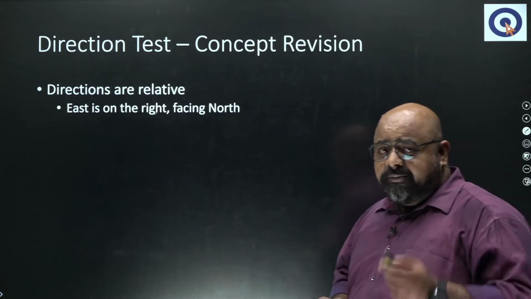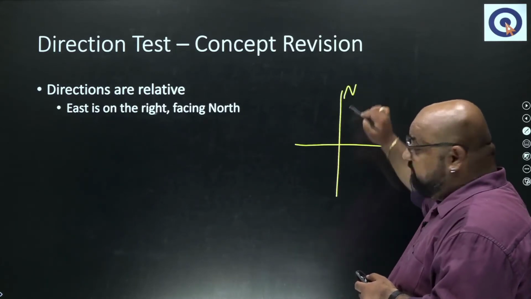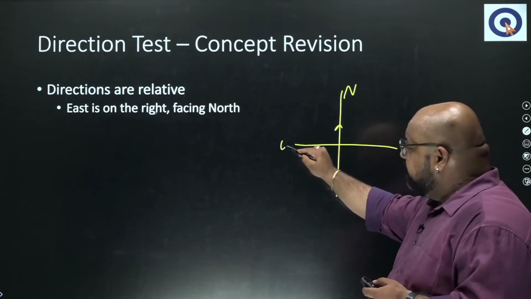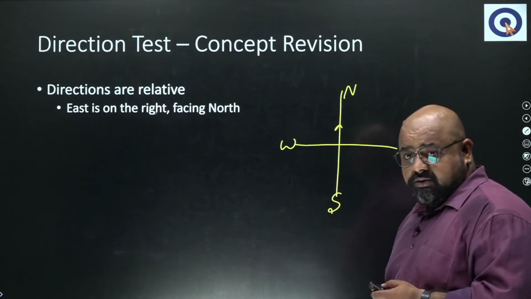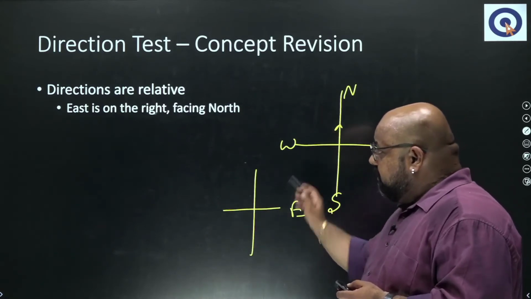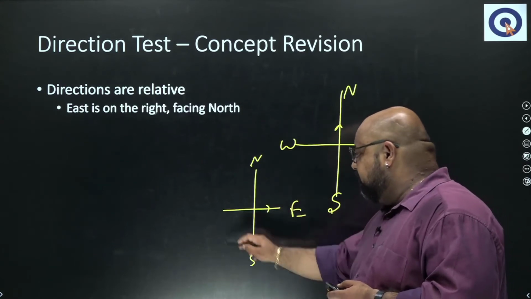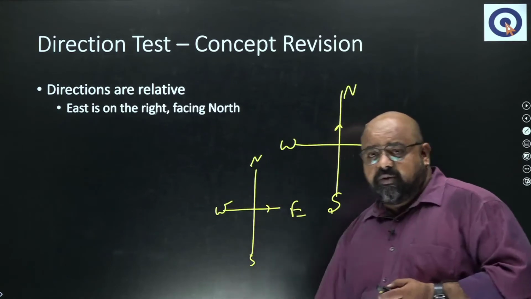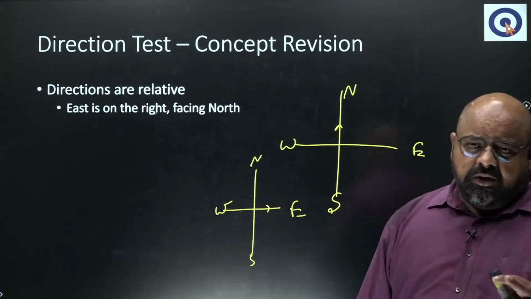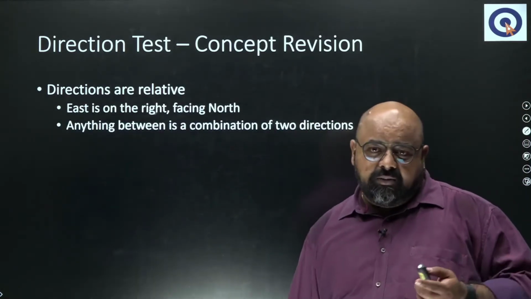And how they are drawn are, if this is north and I am facing north, east will be on my right, west will be on my left, and therefore this will be south, right? If I am facing east, then north has to be on my left, south has to be on my right, and therefore this will be west. Facing north, right is east. Just remember that and you'll know what the directions are. Anything between them is a combination of two directions.